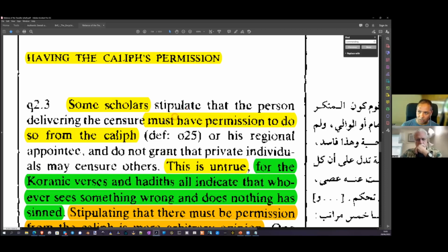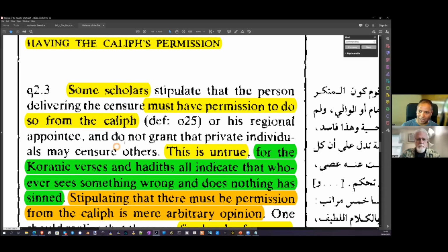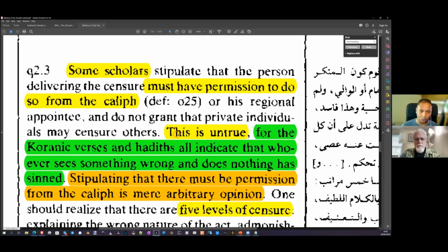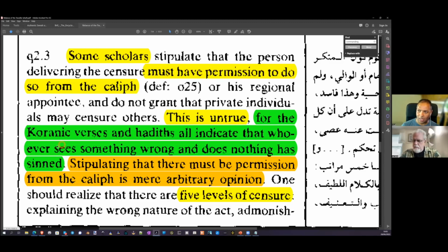Now, some scholars stipulate that the person delivering must have permission to do so from the caliph. This is untrue. Any Muslim who is of legal age and is able to can do so on his own. For the Quranic verses and hadiths all indicate that whoever sees something wrong and does nothing has sinned. So stipulating that there must be permission from the caliph is mere arbitrary opinion.